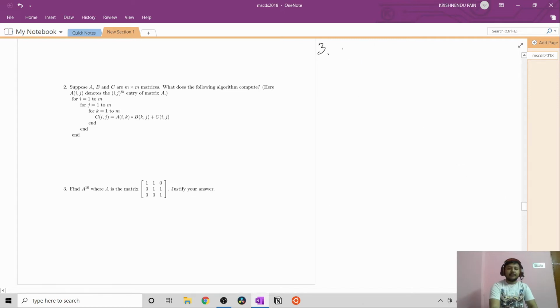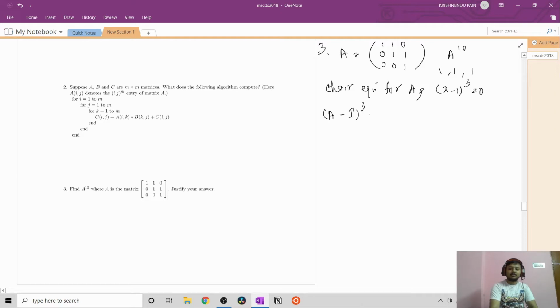Question number 3. A matrix A is given. We have to find A to the power 10. So this is an upper triangular matrix. The eigenvalues of this matrix are the diagonal elements. So the eigenvalues are 1, 1, 1. So the characteristic equation for A is (x minus 1) whole cube equal to 0. So A also satisfies this. So this will be (A minus I) whole cube equal to the null matrix, which implies A cube minus 3A square plus 3A minus I equal to null.